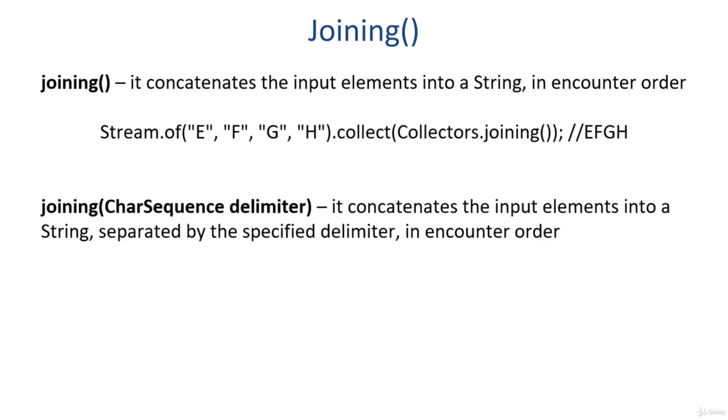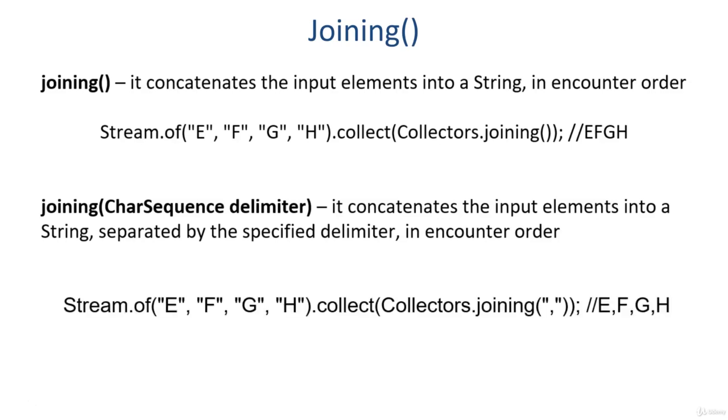The second overloaded method has a delimiter, so it concatenates the input elements into a string separated by the specified delimiter, in encounter order. For example, Stream.of("e", "f", "g", "h").collect(Collectors.joining(",")) will return "e,f,g,h".